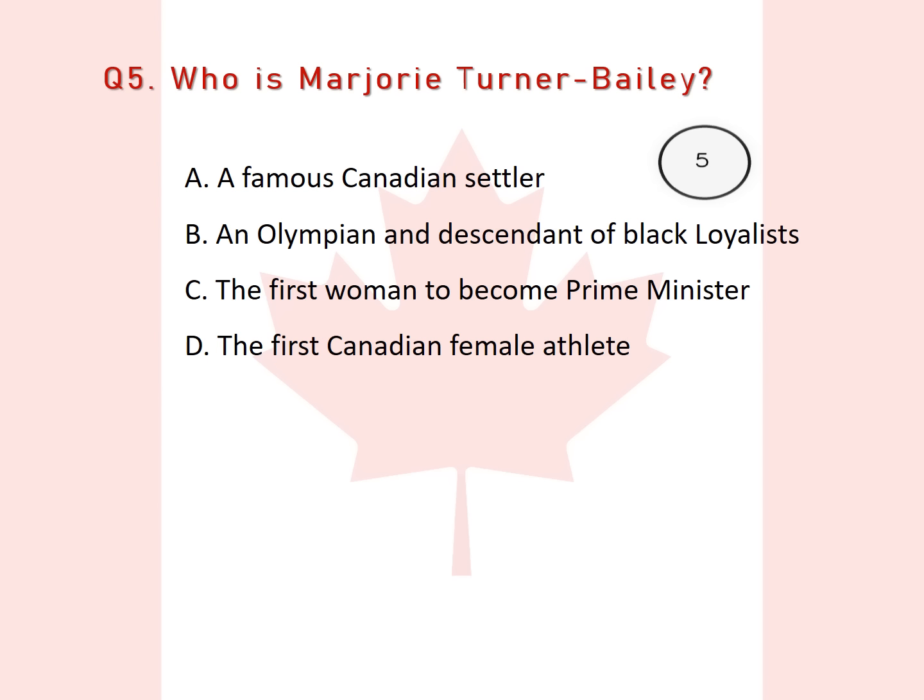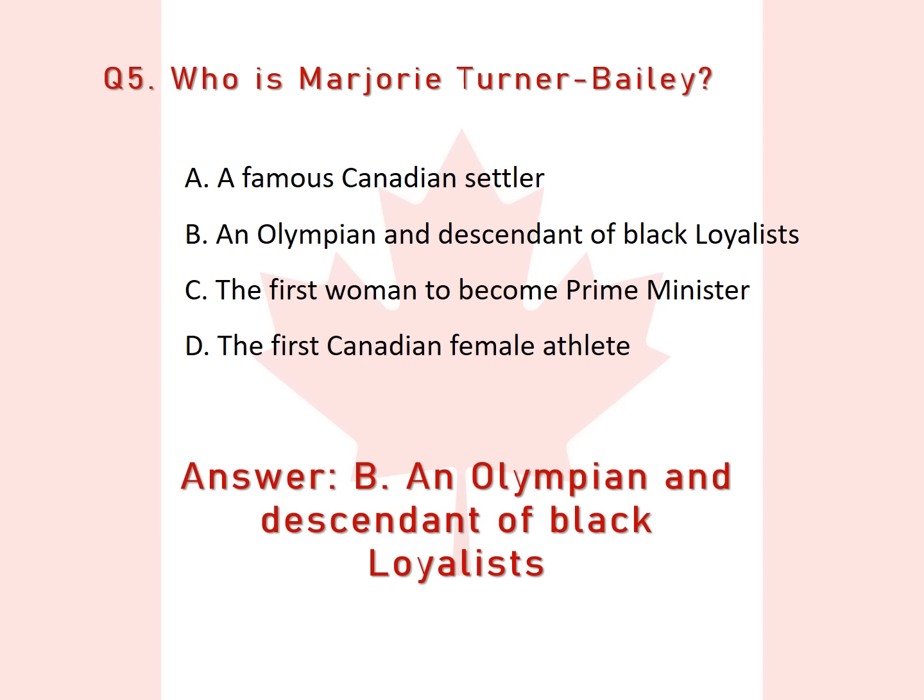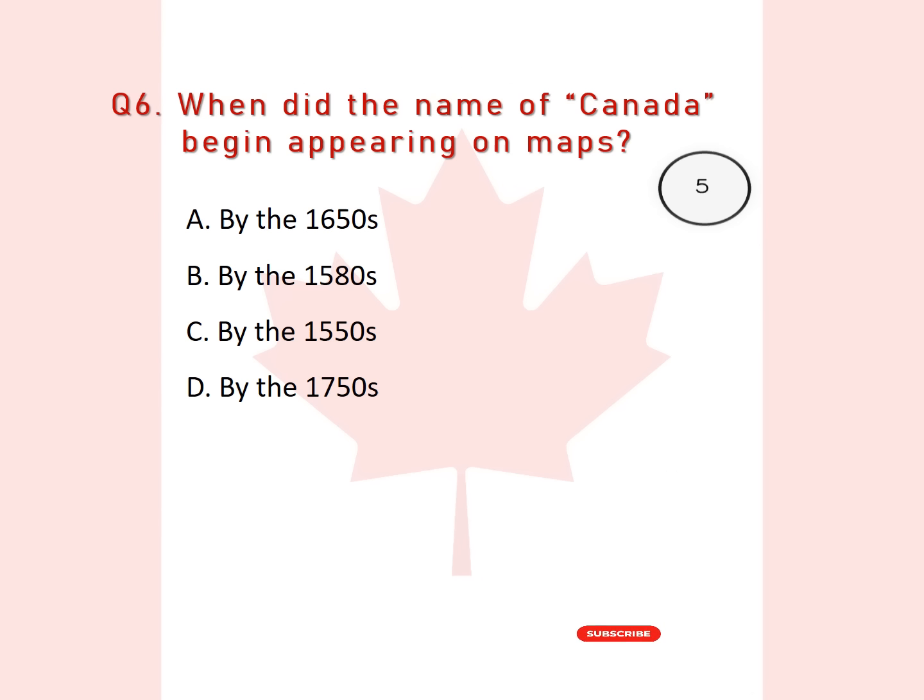Who is Marjorie Turner Bailey? Option A. A famous Canadian settler. Option B. An Olympian and descendant of Black loyalists. Option C. The first woman to become Prime Minister. Option D. The first Canadian female athlete. Answer is option B. An Olympian and descendant of Black loyalists.